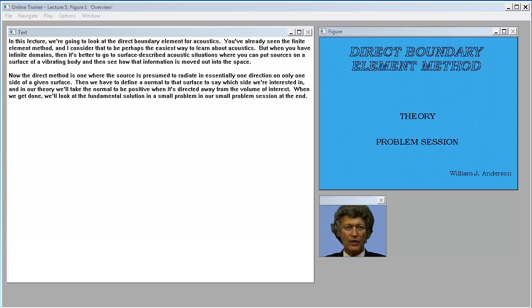Now, the direct method is one where the source is presumed to radiate in essentially one direction only, on one side of a given surface. Then we have to define a normal to that surface to say which side we're interested in, and in our theory we'll take the normal to be positive when it's directed away from the volume of interest. When we get done, we'll look at the fundamental solution in a small problem in our small problem session at the end.